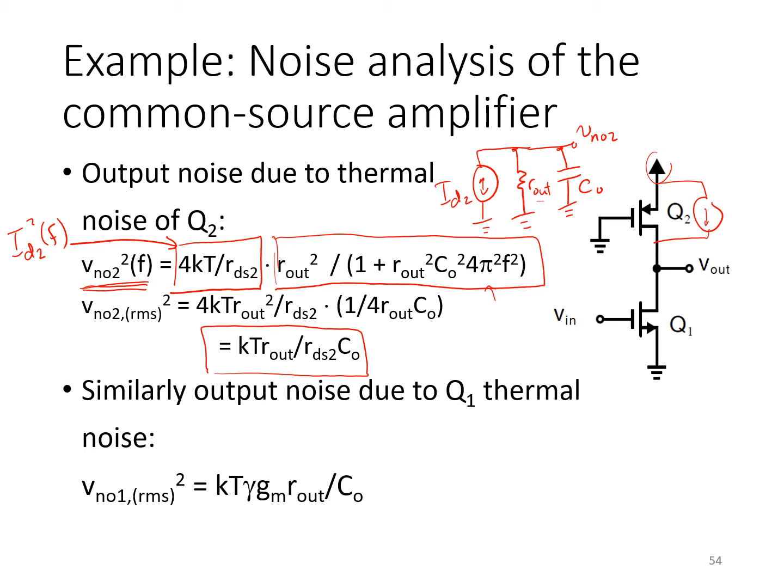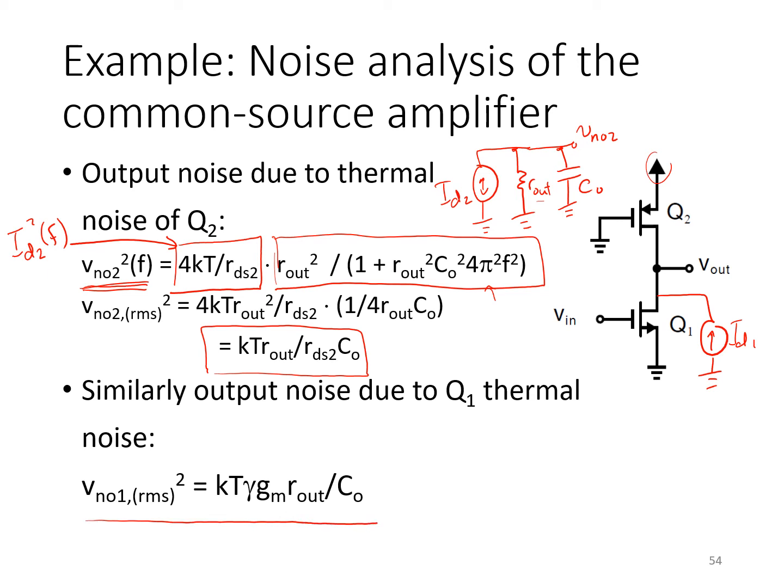Now you can do a very similar analysis for the thermal noise current of Q1. In this case, you should neglect all other noise sources and just perform the analysis for ID1. Of course, the analysis looks very, very similar because it's a current source connected to the output node, the other end connected to ground. The only difference is that the power spectral density of ID1 is a little different because Q1 is in active mode, whereas Q2 is in triode. And so that would give rise to this expression here.